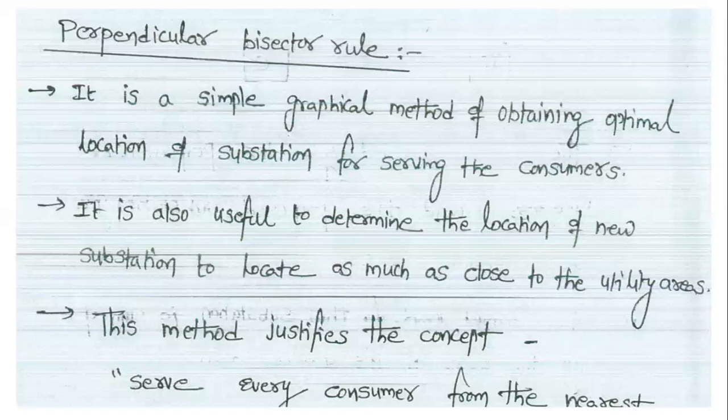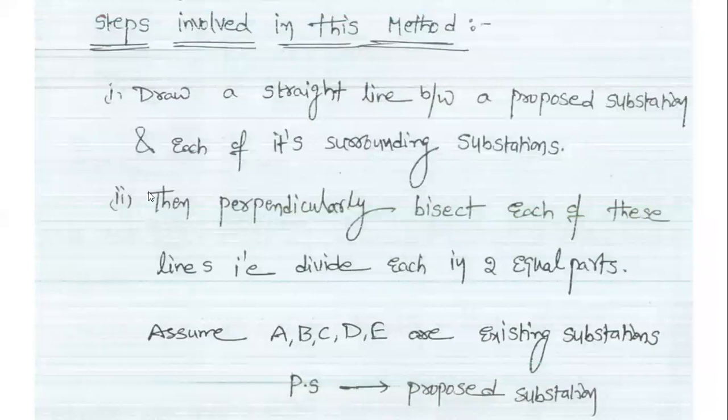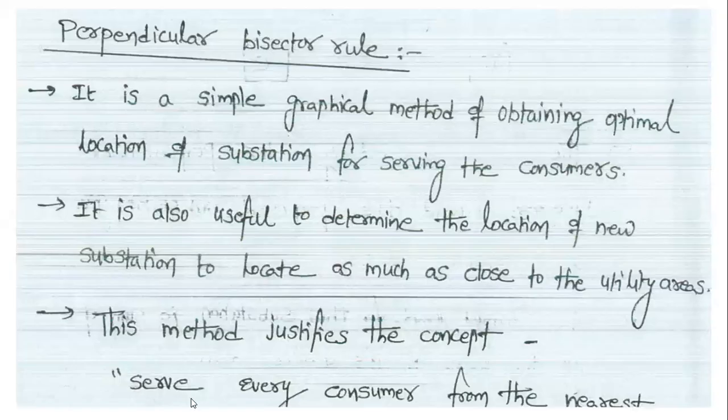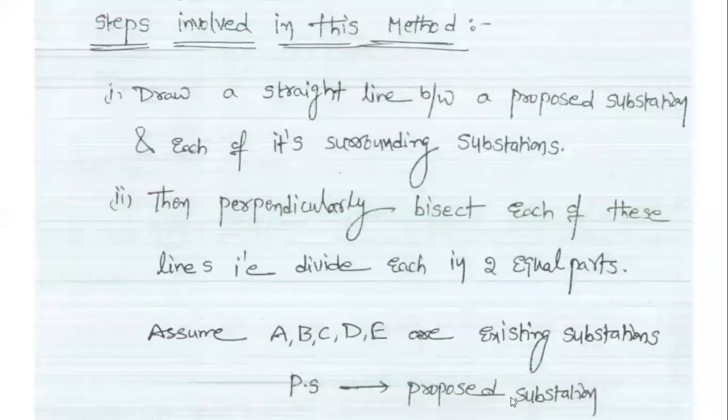By using these perpendicular bisector rules, we will identify the best optimal location of that substation. This method justifies the concept that every consumer is served from the nearest substation.